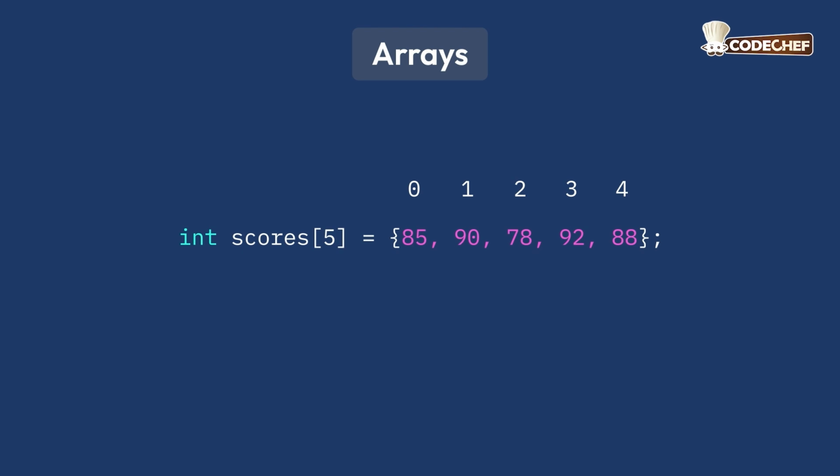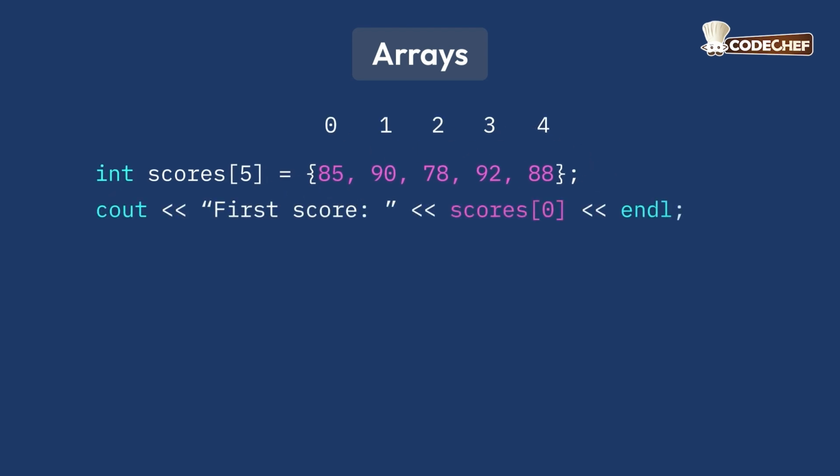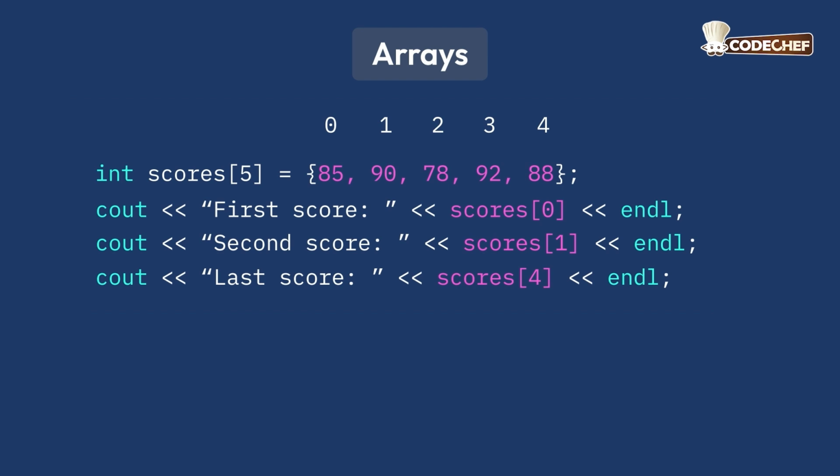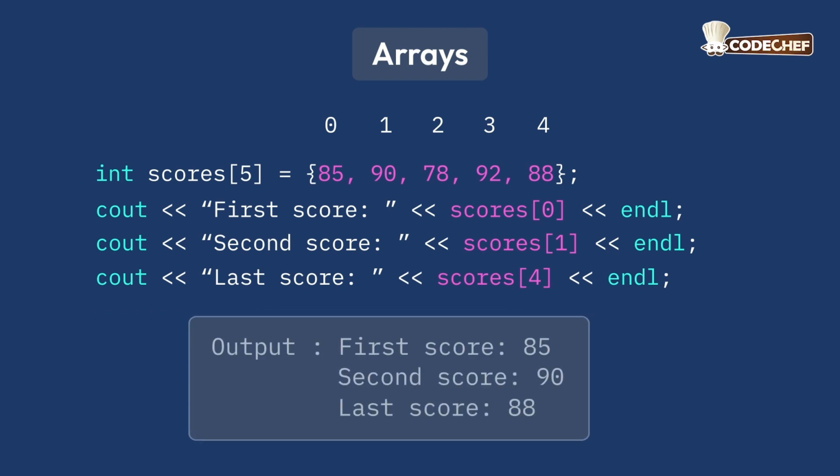Let's go over how we access elements in an array. Arrays use indexes, which are the positions of each element in the array. In C++, the index starts at 0. So, if we want to access the first score, we use scores[0], and for the second score, we use scores[1], and so on. Here's an example. The output would look like this.